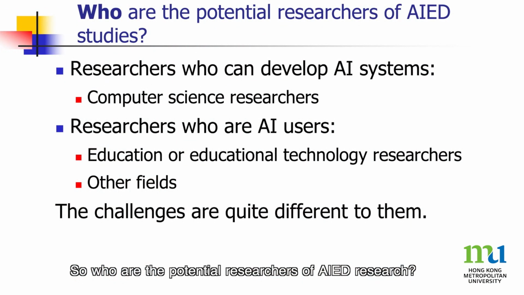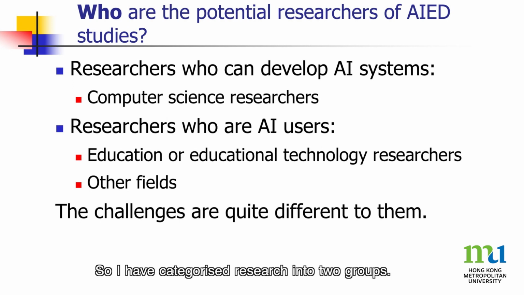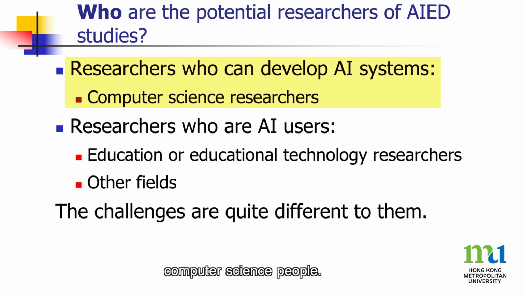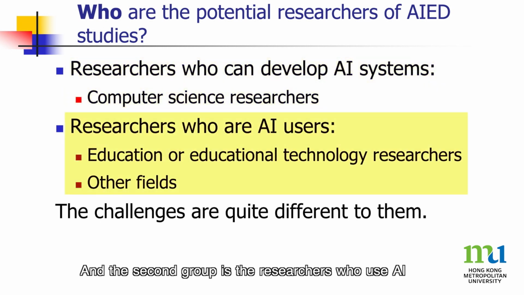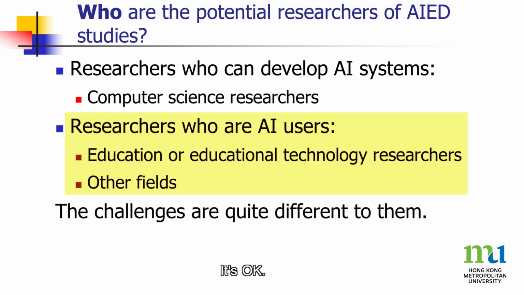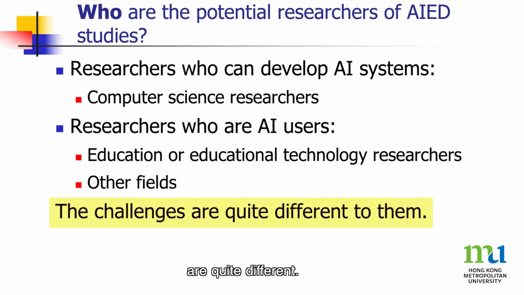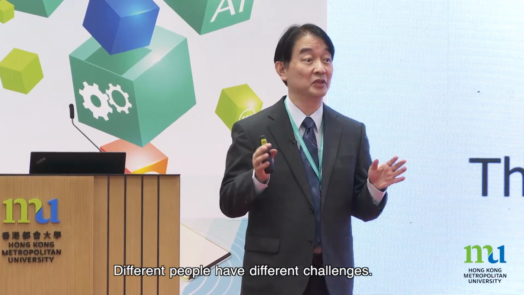So who are the potential researchers of AIED research? Everyone. So I have categorized researchers into two groups. The first group is researchers who can develop AI systems, computer science people. And then the second group is the researchers who use AI, but who cannot develop AI systems. It's okay. You can still do research about AIED. However, the challenges to those two groups of people are quite different. Different people have different challenges.